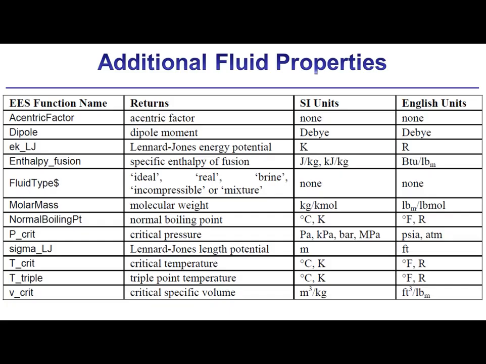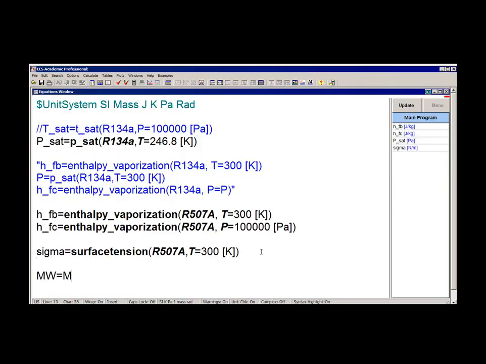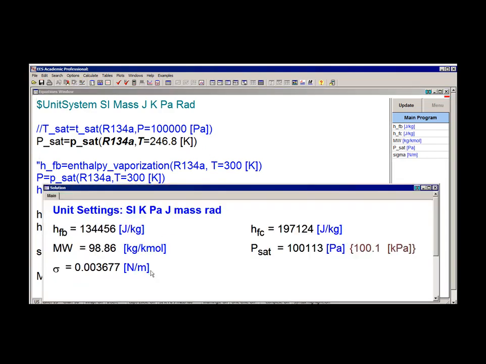There is another series of functions that only require the name of the fluid and nothing else, and those are shown here. And these include functions that provide characteristics of the molecular structure and interactions associated with the fluid molecules. So these are things like molar mass, dipole moment, and Lennard-Jones energy and length potential. So the molar mass of any fluid in the database can be obtained with the molar mass function. If you call it with a mixture here, you'll get the effective molar mass of the mixture.